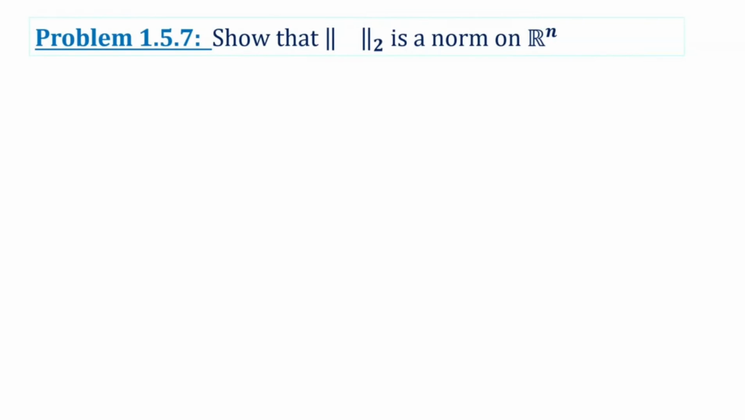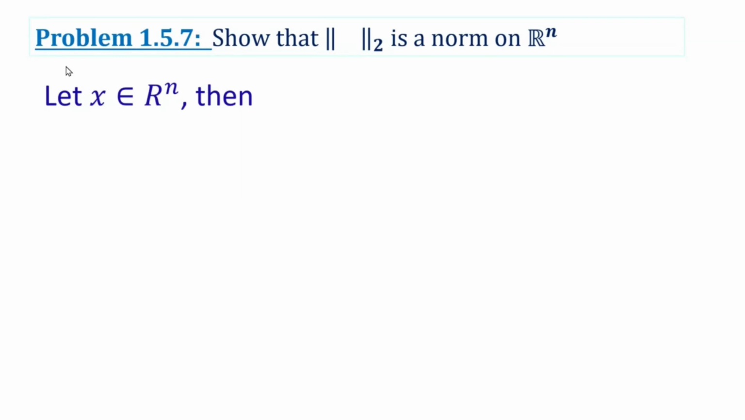Lecture of part 2 of section 5, module 1 of several variable calculus. So in today's lecture we are going to prove the norms in Rn. First we are going to show that this norm 2 is a norm on Rn. So first we recall the definition of norm 2 on Rn.